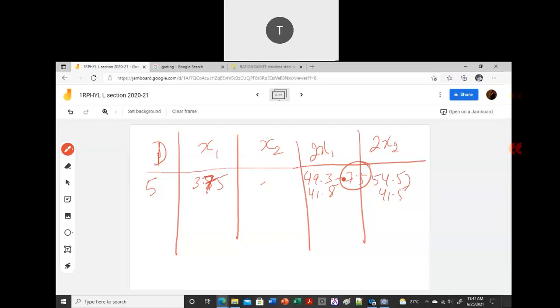In the same way, if I take the difference between these two, 54.5 minus 41.5, it will be 13. Then 13 divided by 2 will be 6.5. So you got x1 and x2 for 10 centimeter.